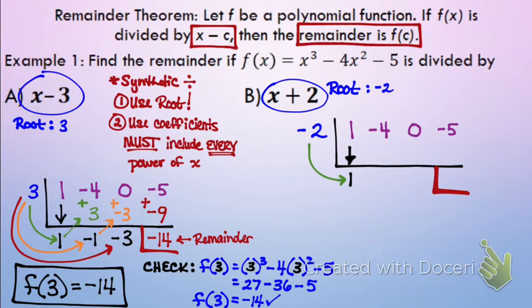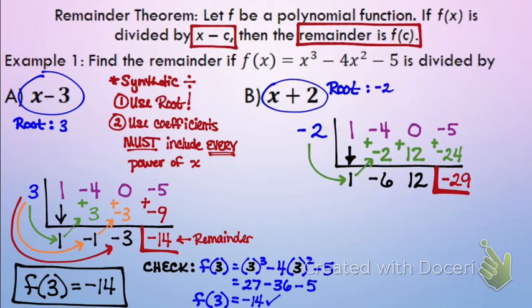Yep, multiply my root with that value, so negative 2 times 1 gives me negative 2, and I add them together. Negative 6. And then I repeat this multiplication. Negative 2 times negative 6, 12. Add it to the value above. Negative 2 times 12, negative 24. I add it to the value above. Negative 29.